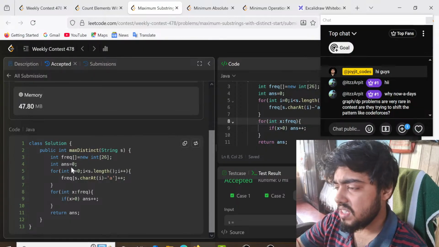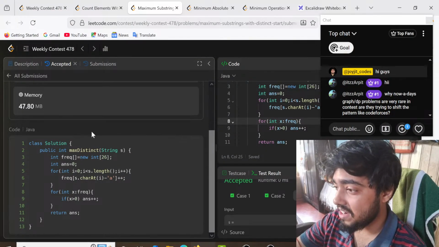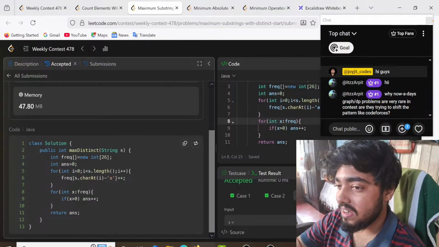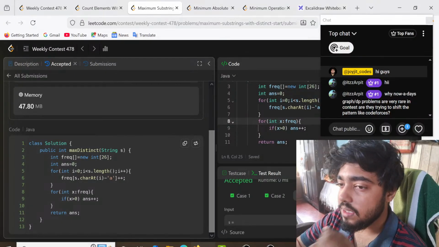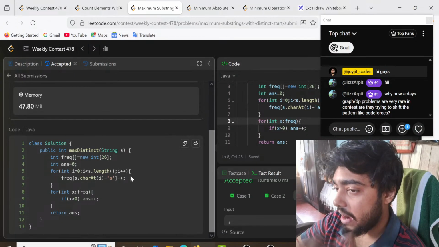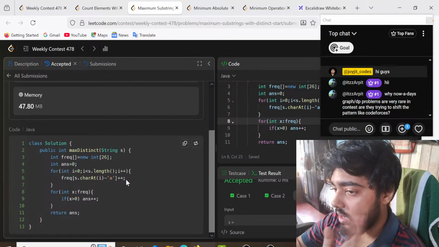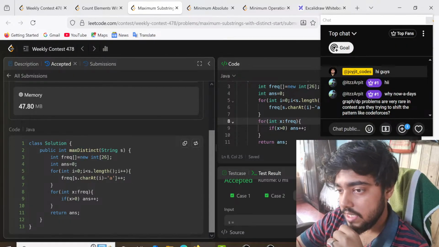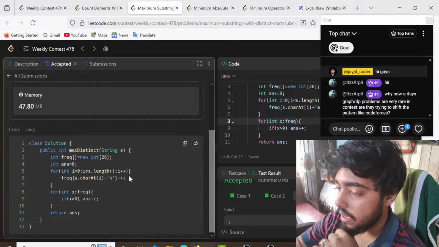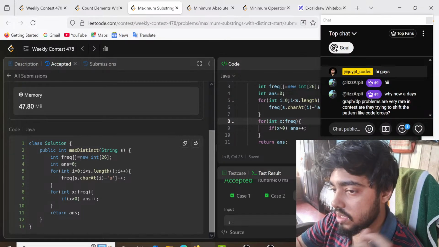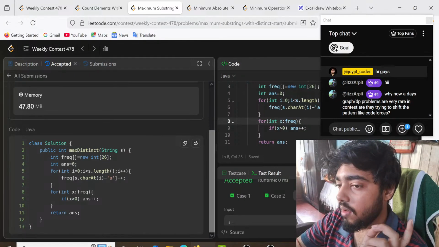The code, just see that it's simpler than the one that I've done earlier. The first one goes like this: it's a frequency array that I'm taking, then I'm making an answer. I'm traversing through the whole thing, making the frequency array, adjusting the frequency array: freq[s[i] - 'a']++. I get the frequencies, and then I traverse through the frequency array and I check if x is greater than 0.